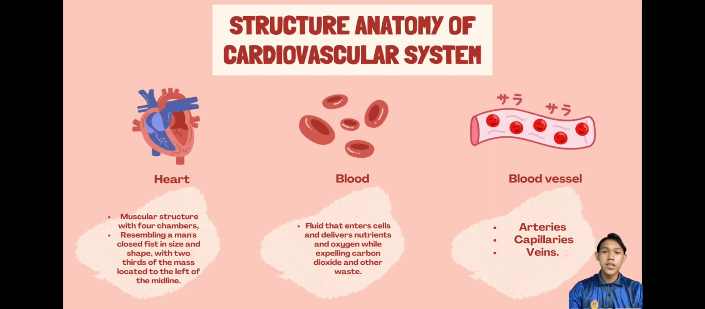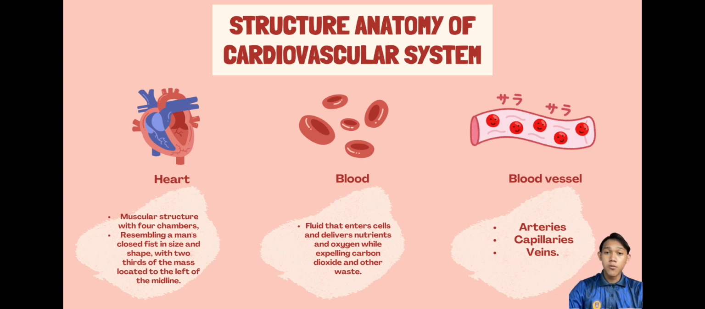Okay, so next, this is the structure and anatomy of the cardiovascular system. The first one is the heart. The heart is the most important internal organ of the human body. In general, the heart's job is to pump and send blood throughout the body. The heart has a muscular structure with 4 chambers, resembling a man's closed fist in size and shape, with 2/3 of the mass located to the left of the midline.